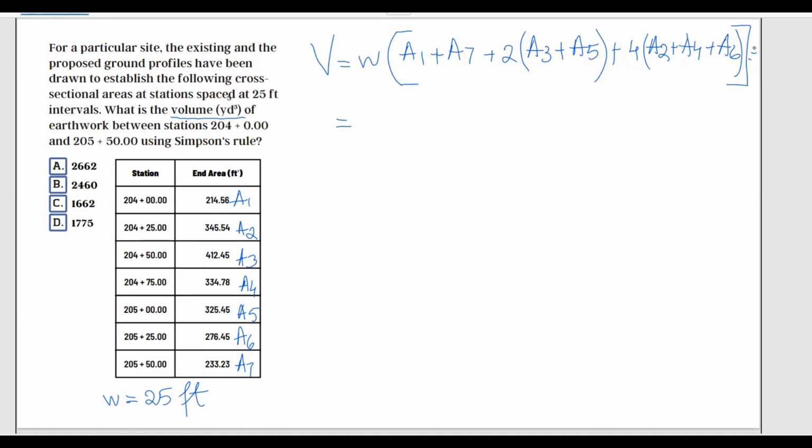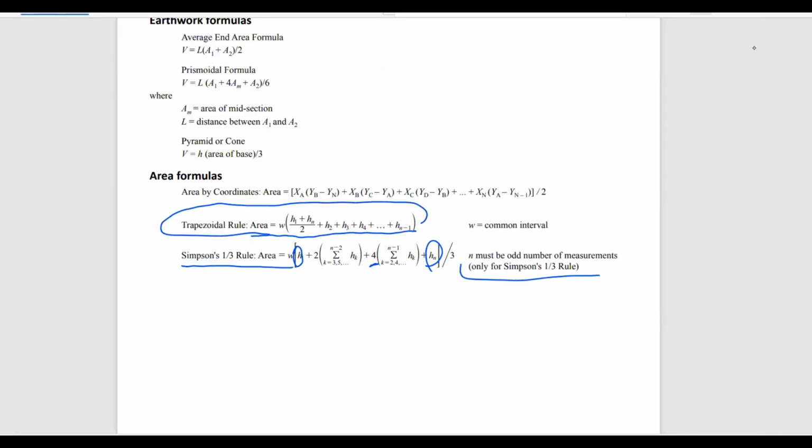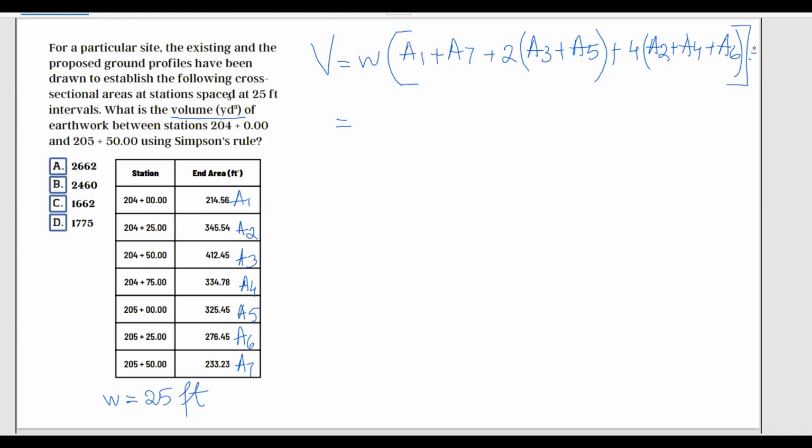So now let's substitute. Oh, wait a minute. See, I always do this. I forget. You have to also divide by 3. So let's come back here. I'm going to say 1/3 multiplied by spacing and multiplied by everything. So let's say 1/3 multiplied by 25.